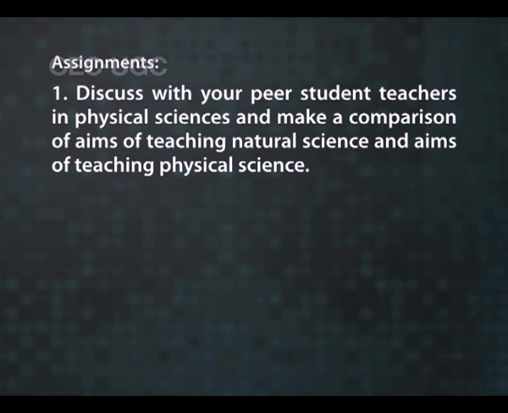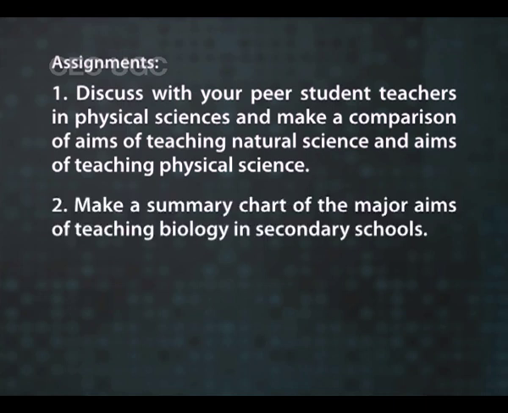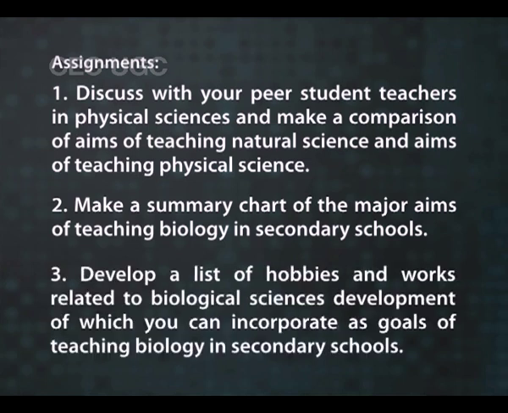From this session, there are few assignments you have to work out. 1. Discuss with your peer student teachers in physical sciences and make a comparison of aims of teaching natural science and aims of teaching physical science. 2. Make a summary chart of the major aims of teaching biology in secondary schools. 3. Develop a list of hobbies and works related to biological sciences, development of which you can incorporate as goals of teaching biology in secondary schools.